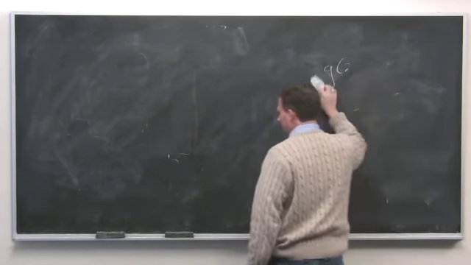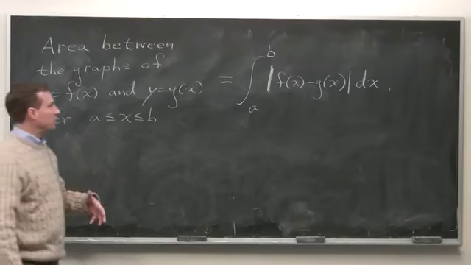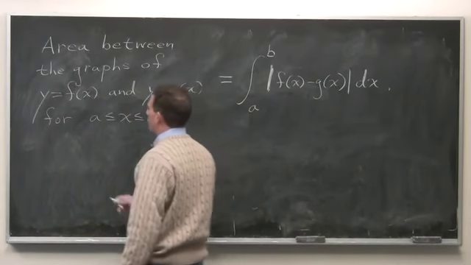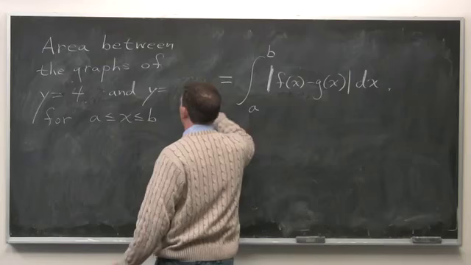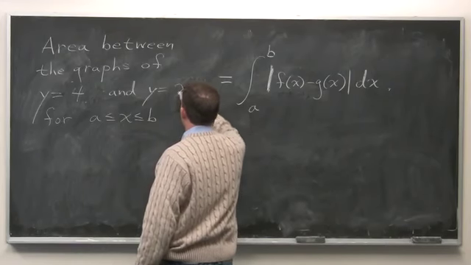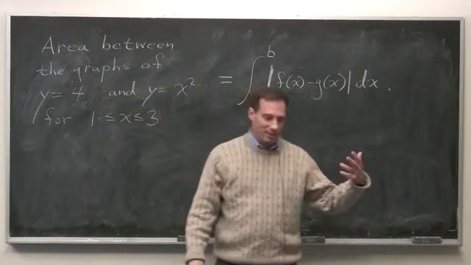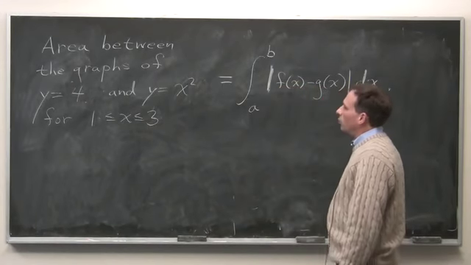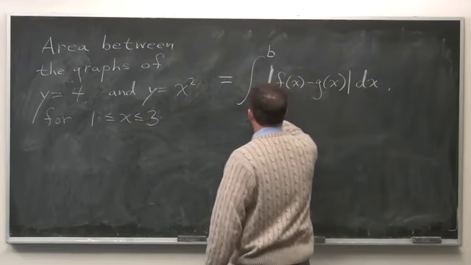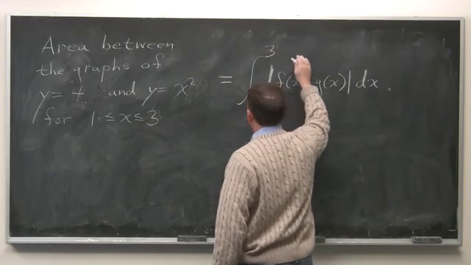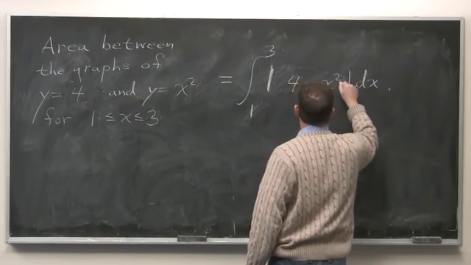So let's pretend that we hadn't just discussed it, we didn't already have it split up, and you were just asked, what's the area between the graphs of y equals 4 and y equals x squared for x between 1 and 3? Pretend we hadn't drawn the pictures, pretend we hadn't split up the problem already. What could you write quickly? Well, if you want to write one quick integral that gives you that area, it's the integral from 1 to 3 of the absolute value of 4 minus x squared times dx.